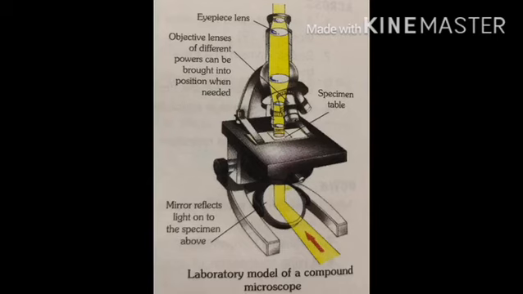Now this is a microscope or a compound microscope. The instrument to see cells is the microscope. Cells of living organisms are very small. These cannot be seen by naked eyes. These can be seen only under a powerful microscope.